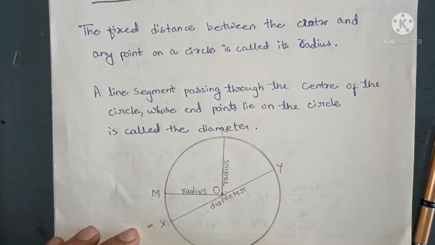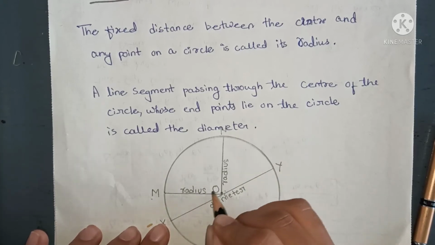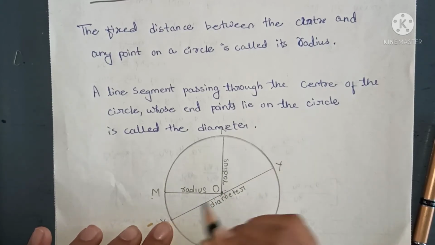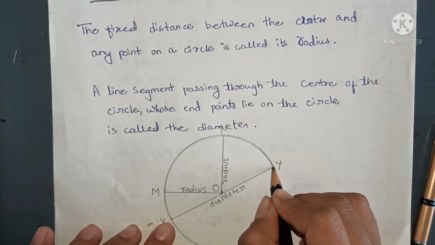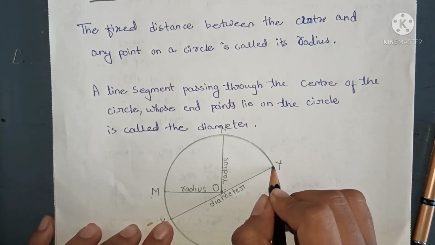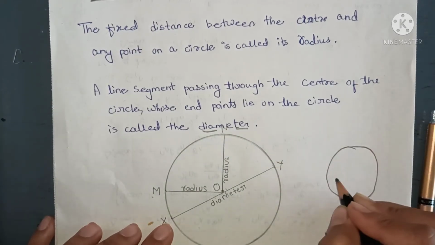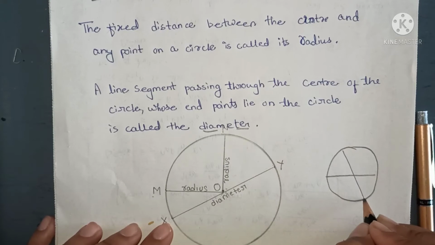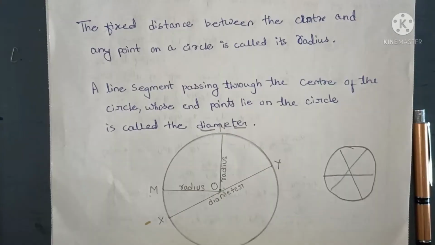And a line segment passing through the center. If we draw a line segment which is passing through the center and its end points lie on the circle, then it is called a diameter. What is it called? Diameter. A diameter can also be in this way. Okay children, it can also be in this way. These are known as diameters.